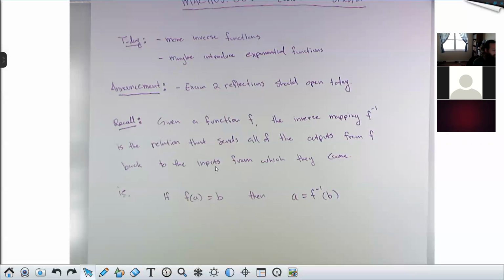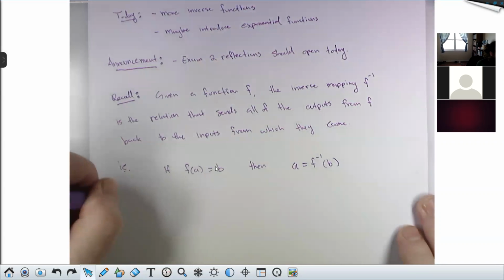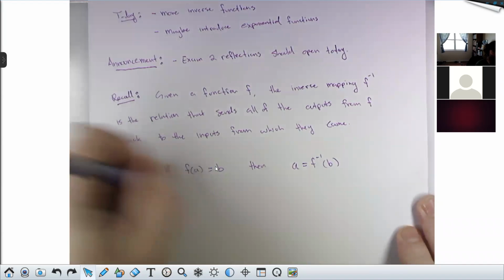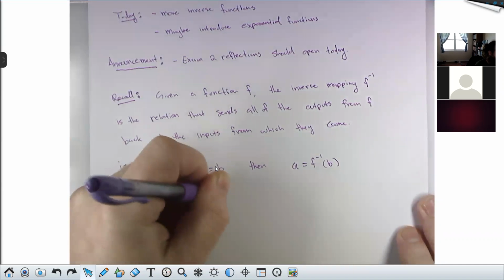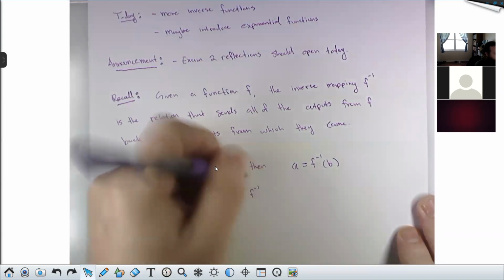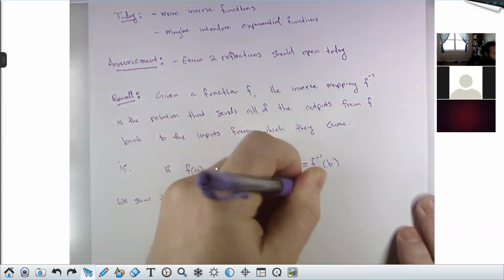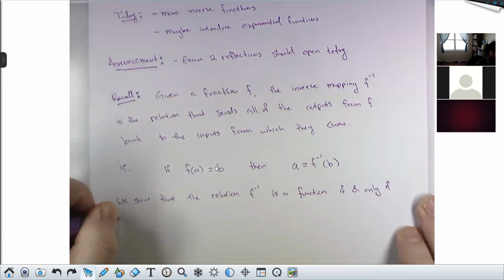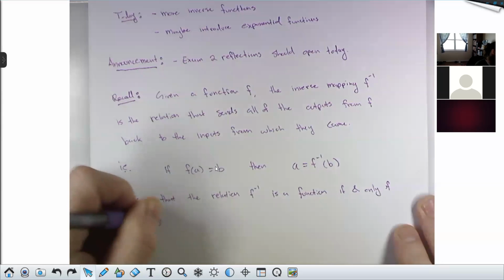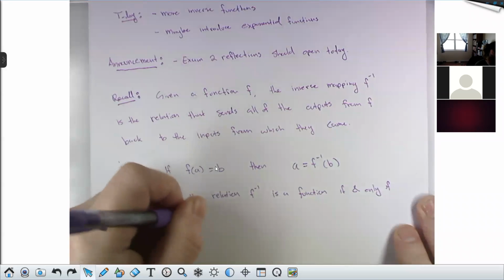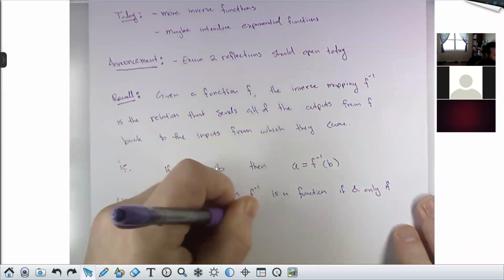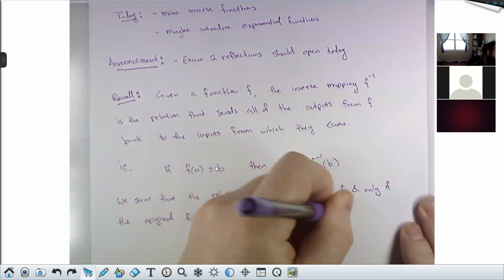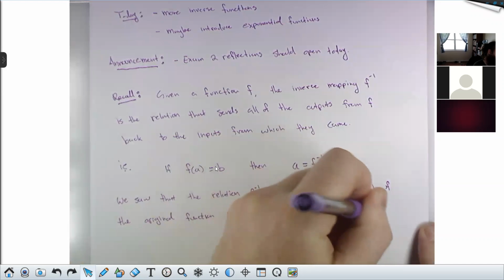And the last thing we said in class, we saw that the relation f inverse is a function if and only if the original function f is 1-to-1, i.e., meaning it passes the horizontal line test.